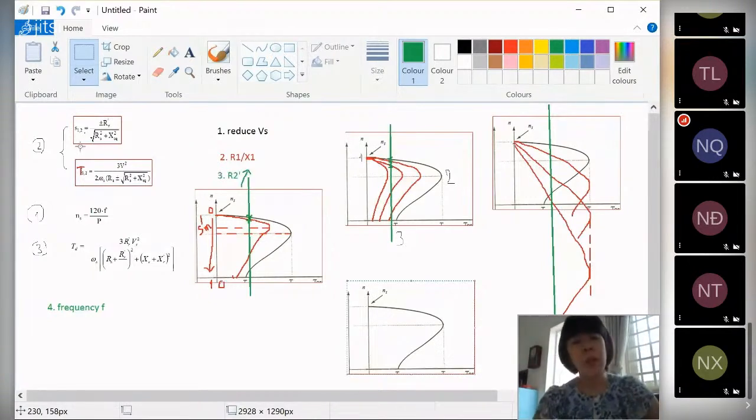Maximum slip. Remember that when the frequency is changed, the reactance will be changed too. So when the frequency increases, the reactance will be increased. So the maximum slip will be reduced. Okay? Yes or no? Yes. And when the maximum slip is reduced, the torque will be moving up. Do you agree with me? Yes. Okay, I will have you draw out this response like this.